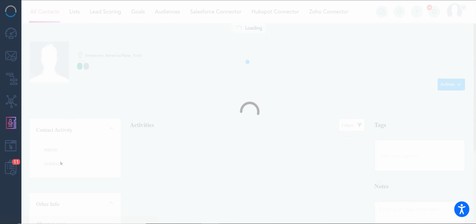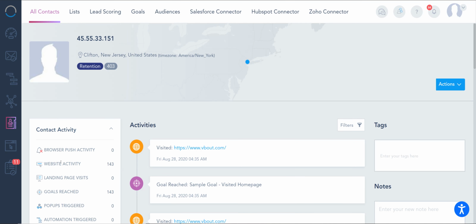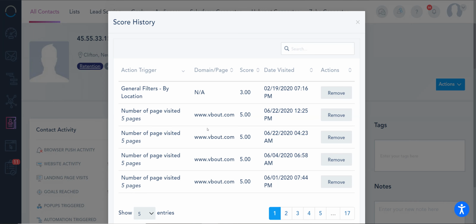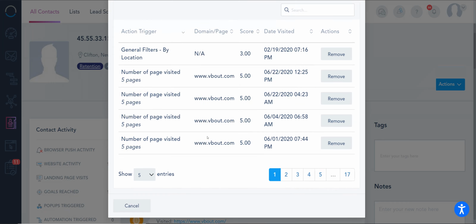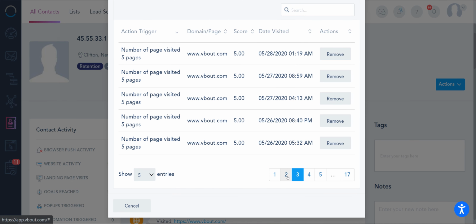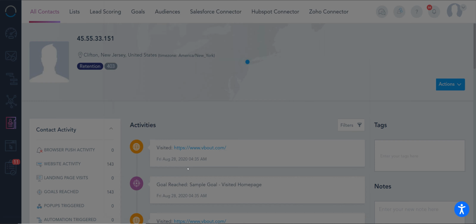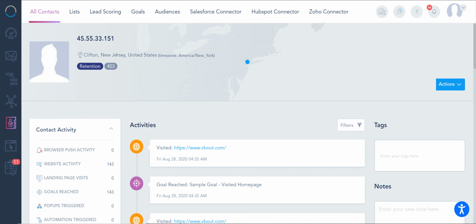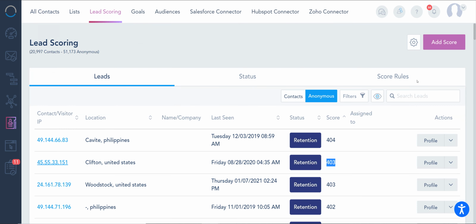The beauty about VBOUT, I can click on that lead and I can dive deeper into pretty much the entire history of this lead, all the things that I scored them on, and I can remove what I think is not accurate. Again, this is a set it and forget it process. VBOUT is doing all that heavy lifting in the background. All you need to do is set up your scoring rules, which is the video I'll be covering next.